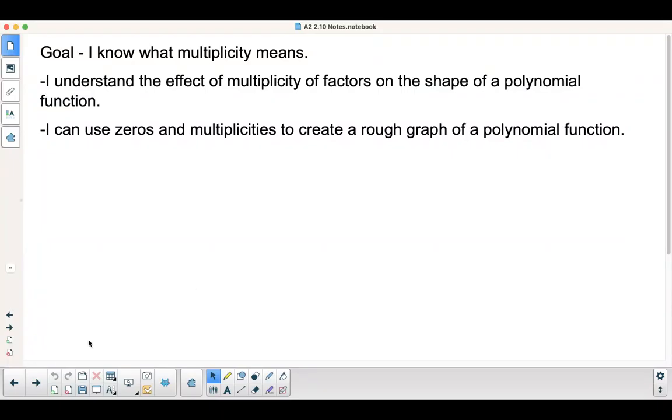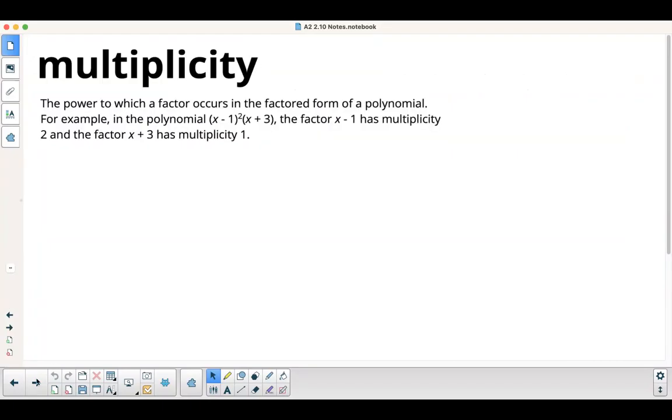All right, so first of all, let's talk about multiplicity. Multiplicity is the power to which a factor occurs in the factored form of a polynomial. For example, in the polynomial (x - 1)² (x + 3), x - 1 has a multiplicity of 2, and x + 3 has a multiplicity of 1.